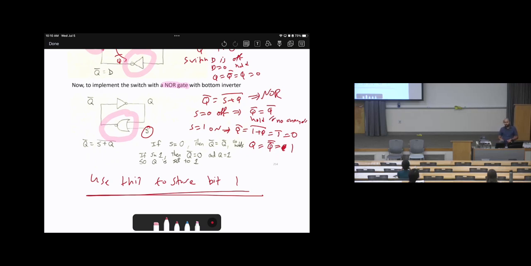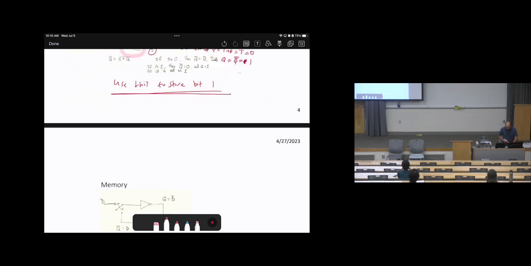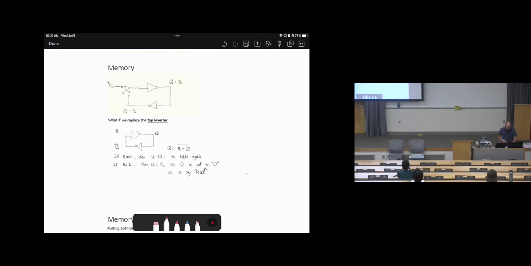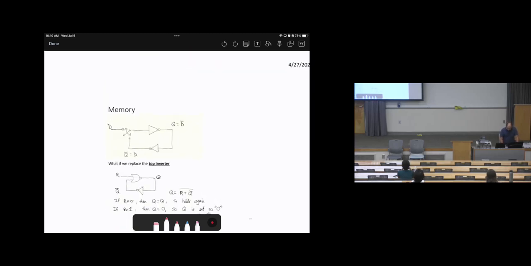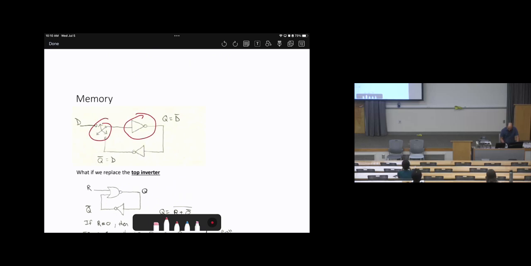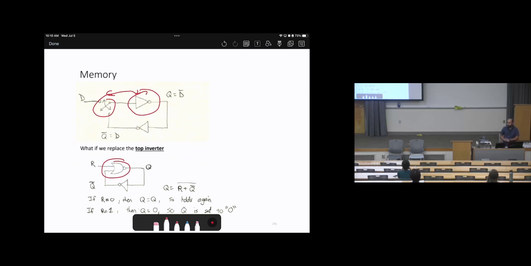Don't do any change. But how about if we need to store the bit 0? What shall we do? If we need to store the bit 0, we need to replace the switch and the inverter. Replace this inverter with the switch to be a NOR gate, the other inverter. And we can call this R.